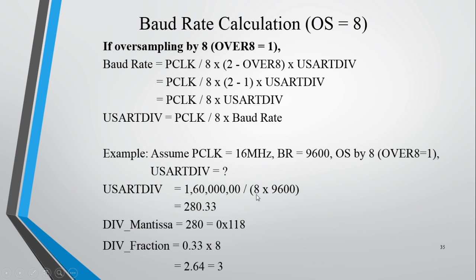16 megahertz by 8 into 9600. So you will get it as 280.33. So the mantissa will be 280. So the hexadecimal value is 0x118. Fraction will be 0.33, and here since oversampling is by 8, you need to multiply by 8. So 0.33 into 8, you will get 2.64. You are rounding off to 3. So if you are writing 0x118 and 0x03 in the corresponding mantissa and fraction of the BRR register, you are configuring the baud rate as 9600.